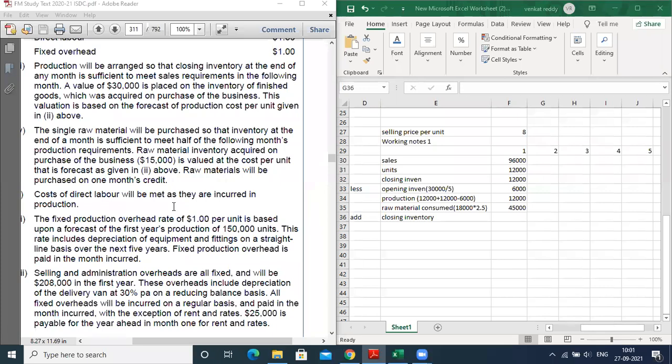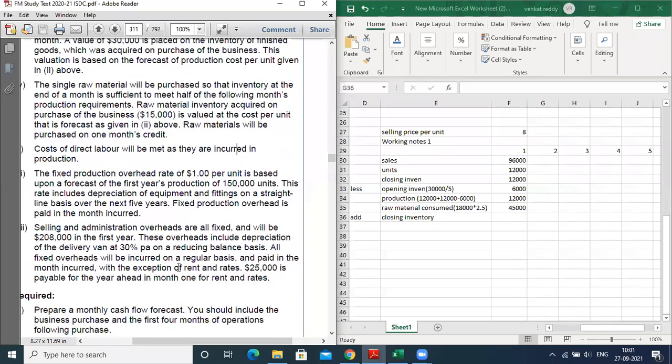Then the fixed production overhead rate of $1 per unit is based upon a forecast of first year production of 1,50,000, and this rate includes a depreciation of equipment. So do remember a fixed overhead rate of $1 per unit. Now it is calculated on the basis upon the forecast of first year production. So the first year production estimated as 1,50,000 units. And this $1 includes the depreciation of equipment and fittings on a straight line basis over the next 5 years. And fixed production overheads is paid in the month incurred.